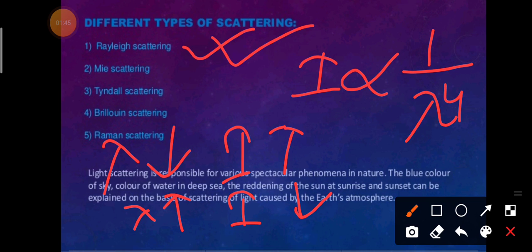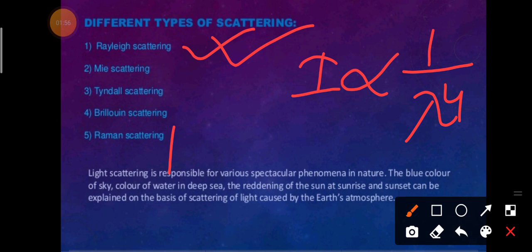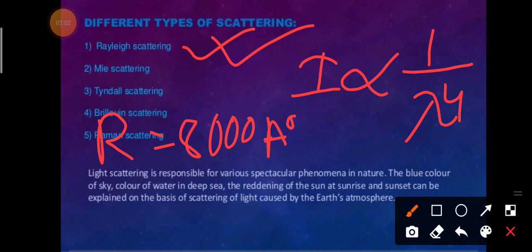You know that red light has the highest wavelength among the visible lights, and its wavelength is 8000 angstrom. So that means red light will scatter least in the atmosphere, correct? And violet light has the lowest or shortest wavelength, and its wavelength is 4000 angstrom. That means the violet light will scatter most in our atmosphere.